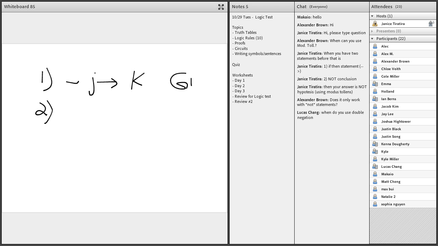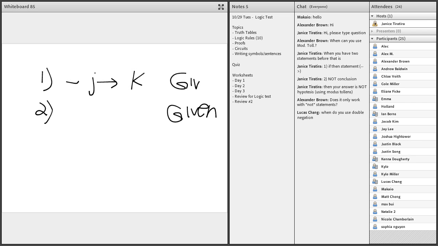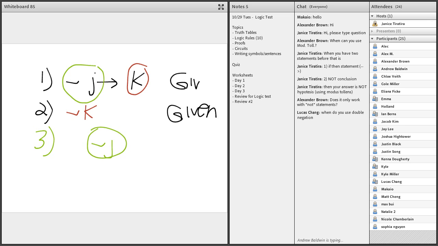And then the other given has to literally be the opposite of a conclusion. So my other given has to be not K. My answer will be the opposite of what I highlighted in green. It'll be the opposite of not J, so I have to put another not in front of it. So that is when you'll use modus tollens.